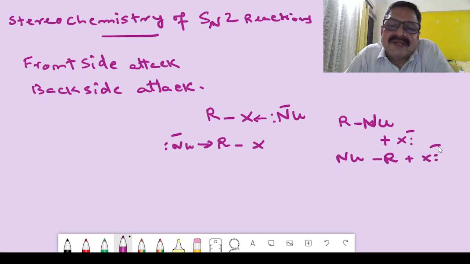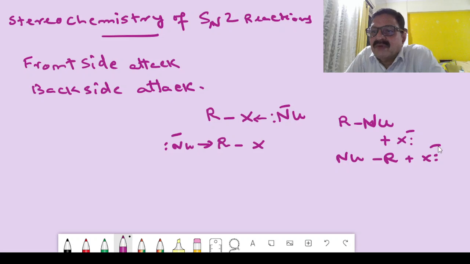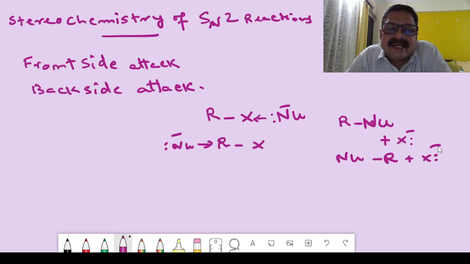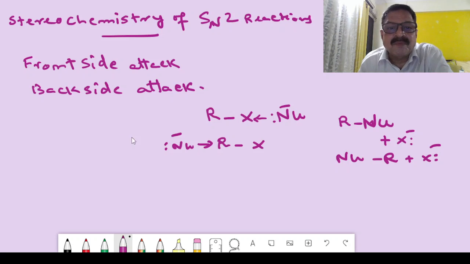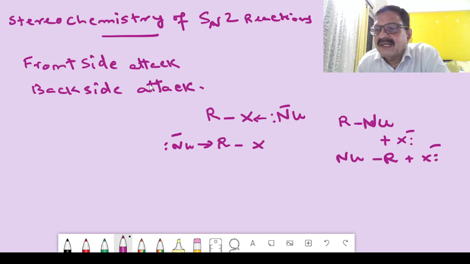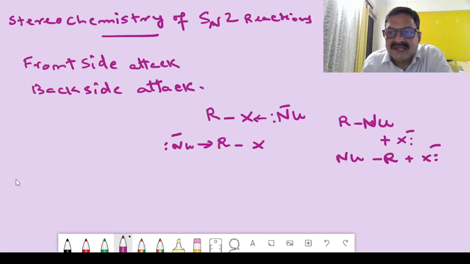We have the nucleophile and we have the leaving group. So the nucleophile is approaching from the same side of the leaving group. Now, backside attack means the nucleophile is approaching from the side opposite to the leaving group. That is behind, which is why it is known as backside attack. The attack is from the opposite side here. So now let us consider the reaction. What will be the nature of the reaction here?